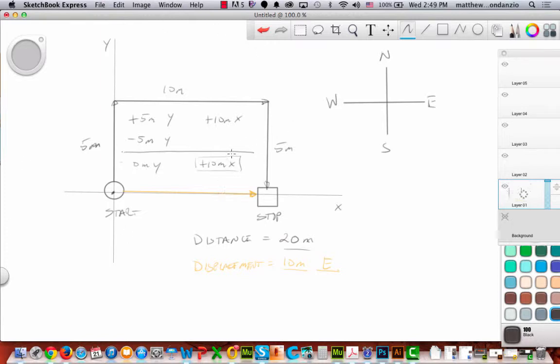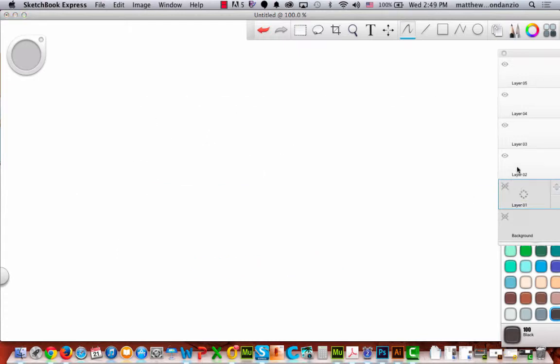But what I also want to note is that when I say plus 5 meters in the y and negative 5 meters in the y, these are 2 different vectors. They're the same magnitude, but the opposite direction. So if I took this up arrow and that up arrow and I add them together, I get 0, right? Does everyone see that? Sean, are you with me? You guys all see this? Okay. This is important. It's basic, but it's important.